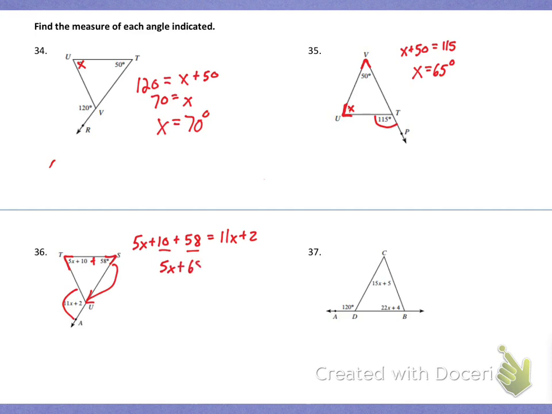5x plus 68 is equal to 11x plus 2. Then from there, I'm going to minus 11x. So 5 minus 11 is going to be negative 6. Negative 6x plus 68 is equal to 2. And then I'm going to minus 68 on each side. So 2 minus 68 is going to be a negative 66. So negative 6x is equal to negative 66. Then I'm just going to divide 66 divided by 6, which would be 11. And since it's both negative, it's going to be a positive 11.